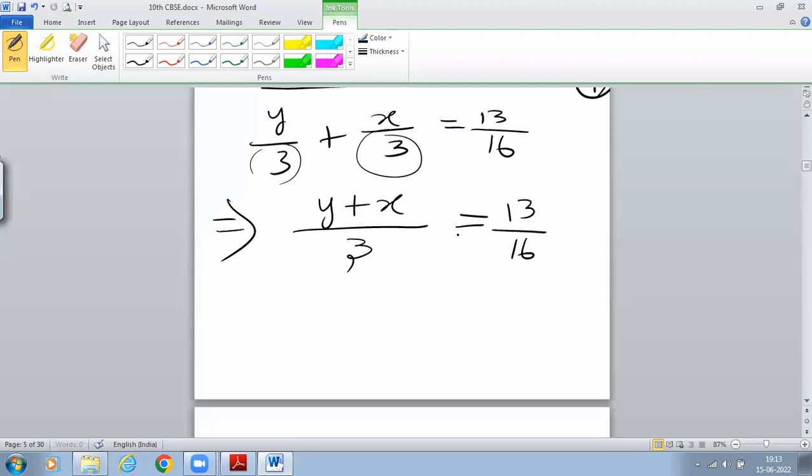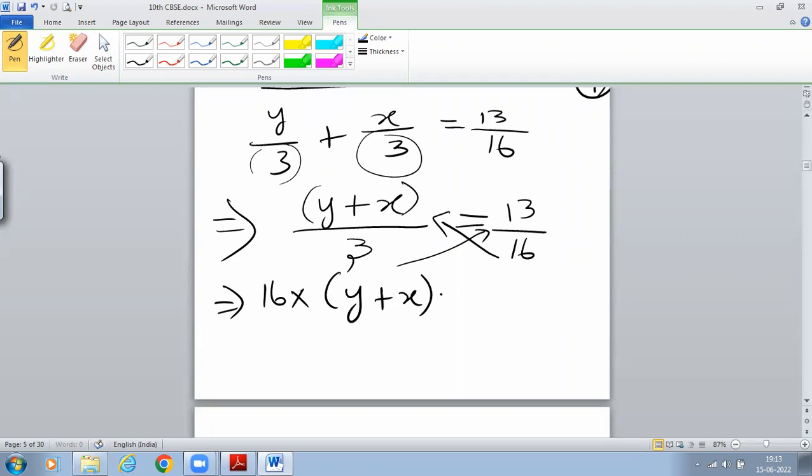Now we have to take this 16 to the left hand side, where it is y plus x in brackets, and this 3 to the right hand side. The 16 in the denominator on the right hand side, when taken to the left hand side, becomes multiplication. So we get 16 into y plus x, which is equal to 3 into 13. Likewise, the 3 in the denominator on the left hand side, when taken to the right hand side, becomes multiplication.